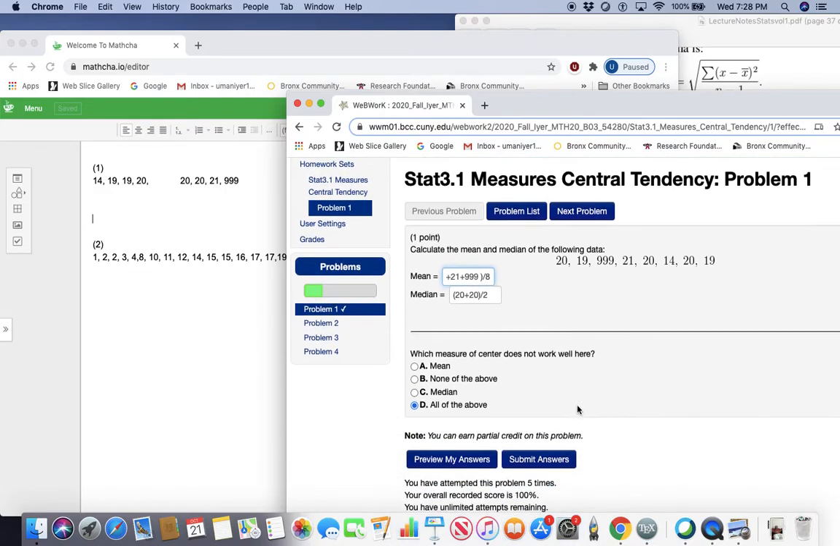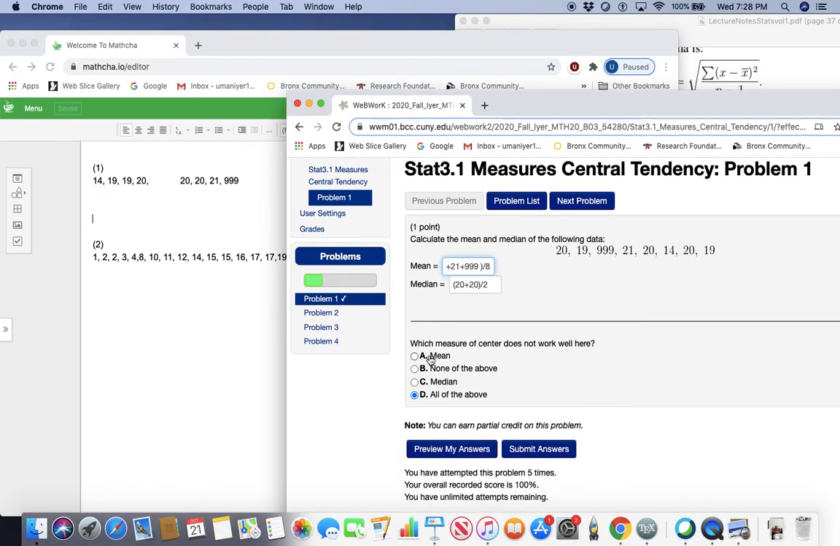Divide by 8. So now the next question is, which measure of the center does not work very well here? Let's pretend these are, I don't know, certain tips that servers in a restaurant receive on one particular evening: 14, 19, 19, 20, 20, 20, 21. These seem reasonable amounts of tips. This is unreasonable. All right.